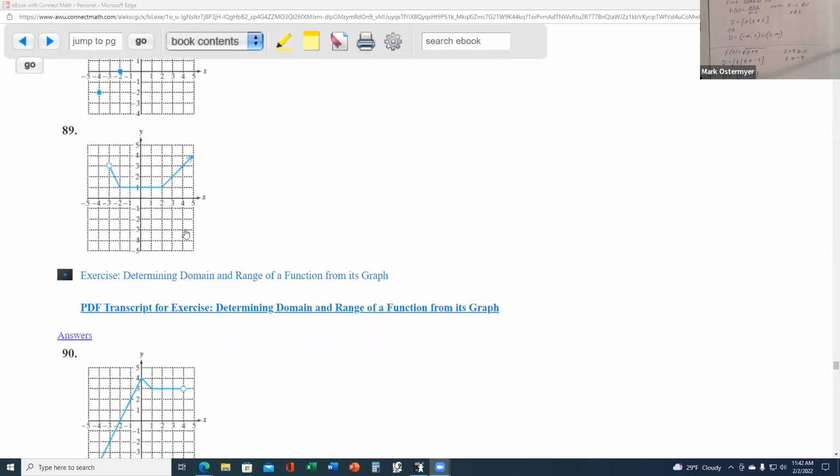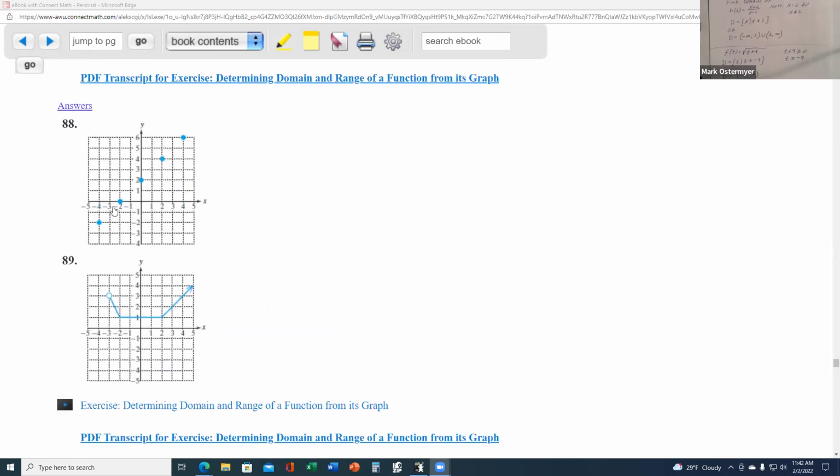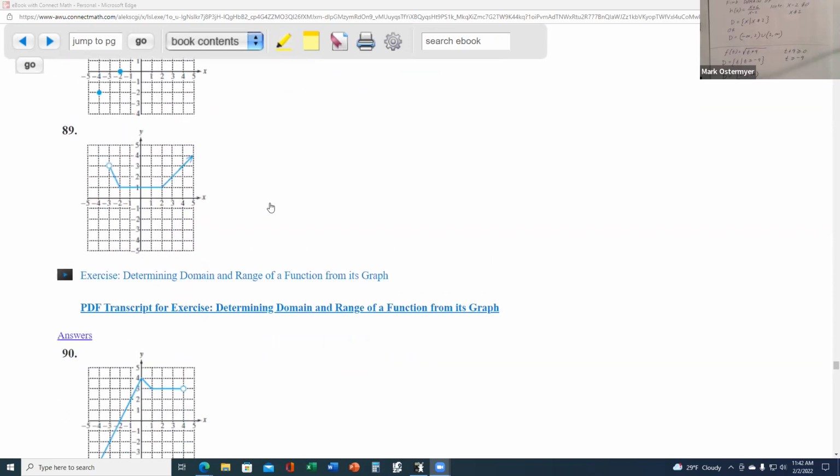Now, what if our graph of our function is not just a finite plotting of points? What if it's like a continual line or curve? How would we determine the domain of number 89? By the way, this relation, is it a function? Does the graph pass the vertical line test? The answer is yes, it does. So this is a function. What would be the domain of this function?